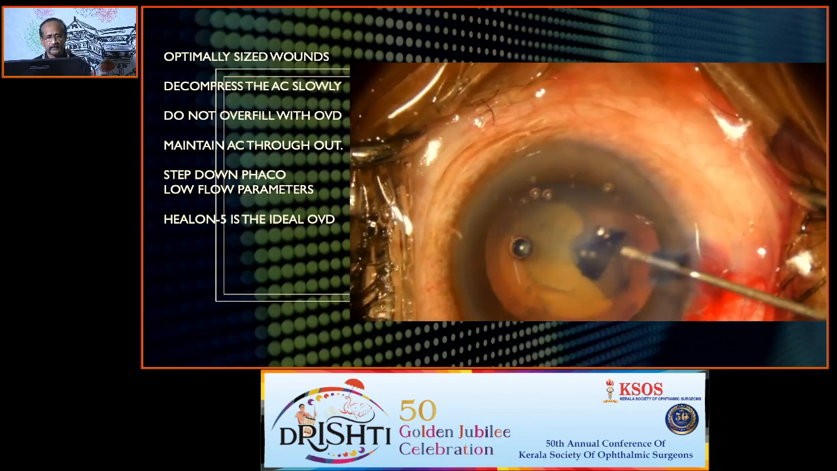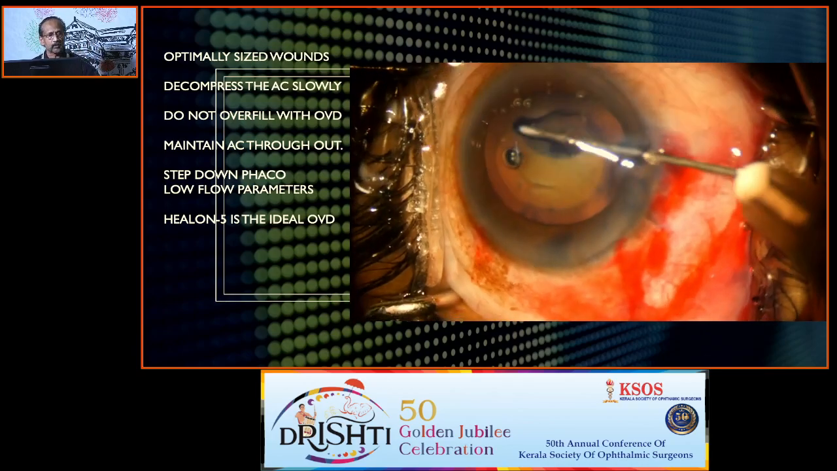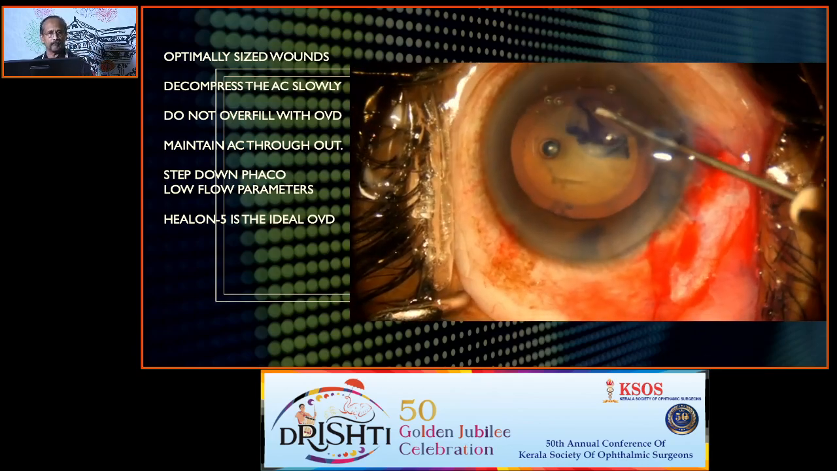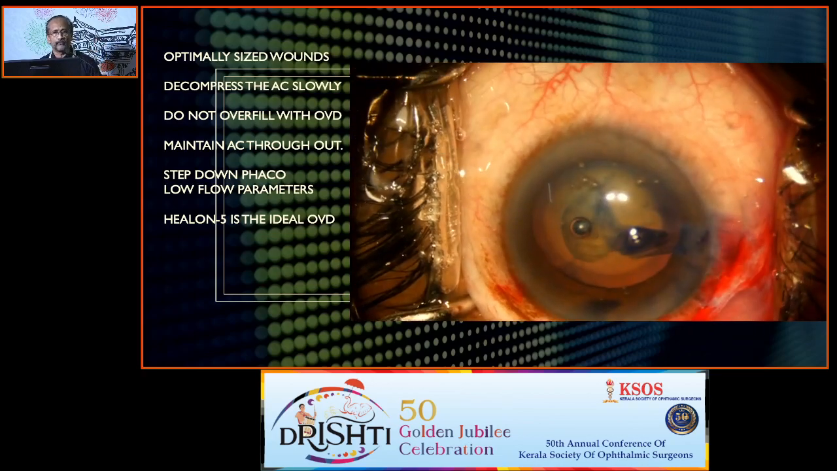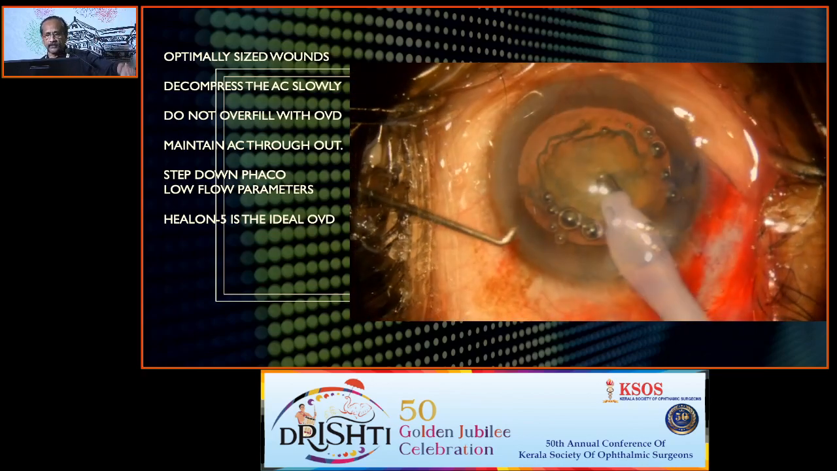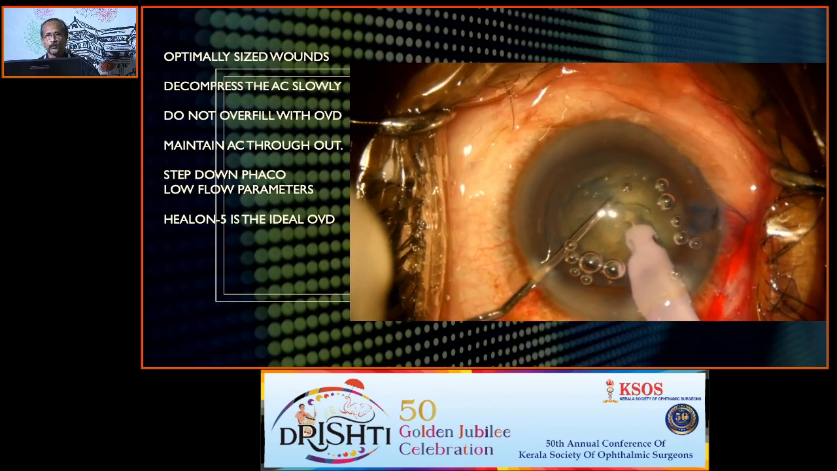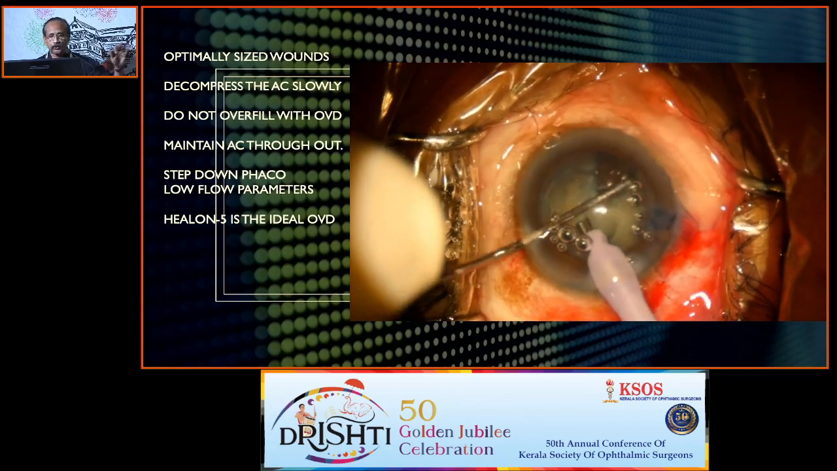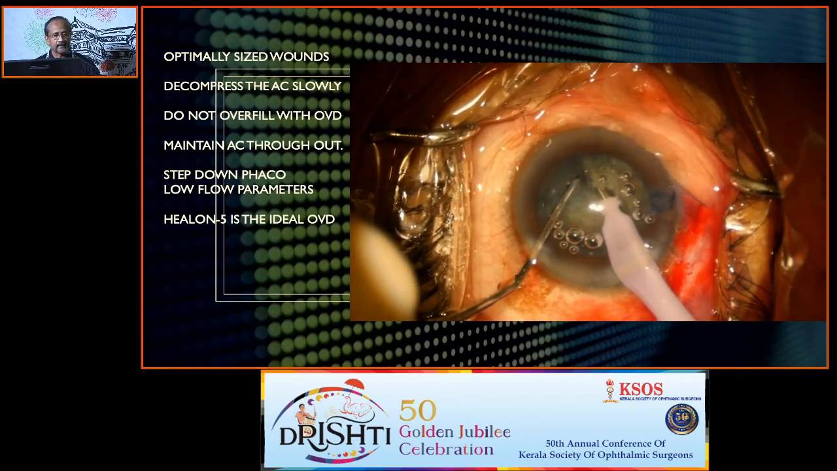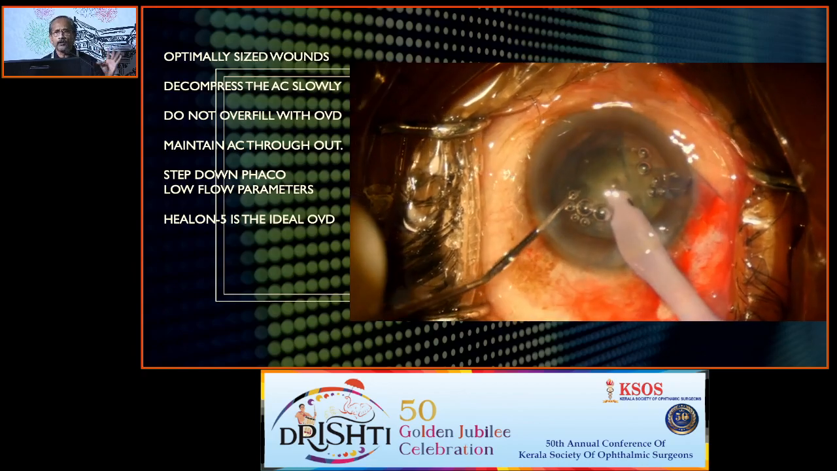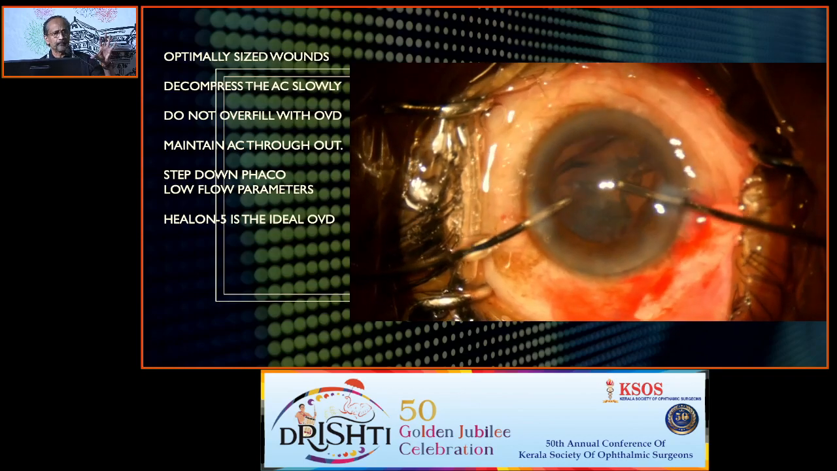Always maintain AC throughout by injecting OVD whenever you introduce or take out a flowing instrument like Phaco or the bimanual IA. Go to step down Phaco, means as you progress in your cataract surgery, you bring down the vacuum from 400 to 300, 200, 100. And even I go to 75 for the last piece so that you don't catch the PC and taste the vitreous. And Healon 5 is the ideal one, though I use just regular Ocucoat.